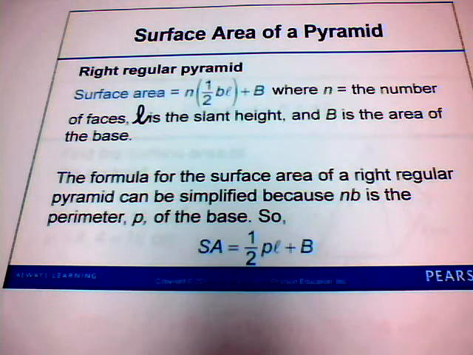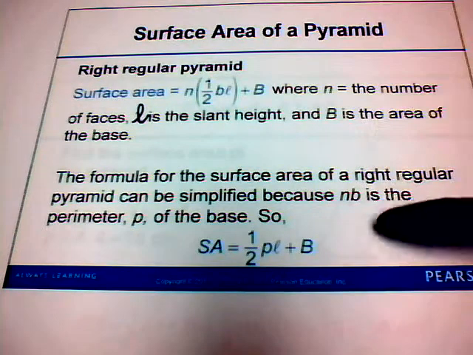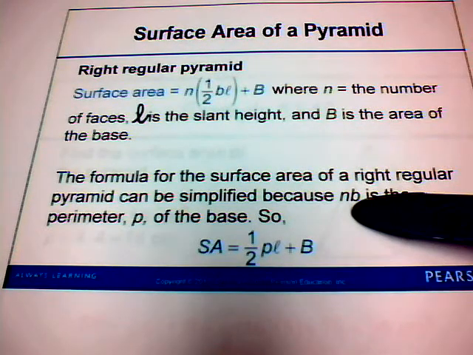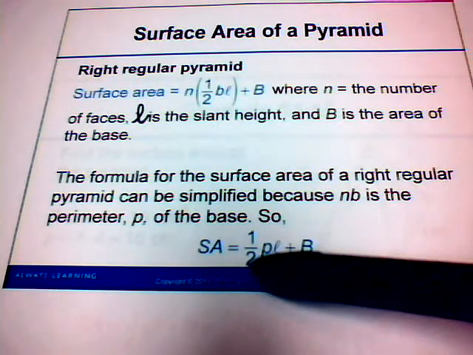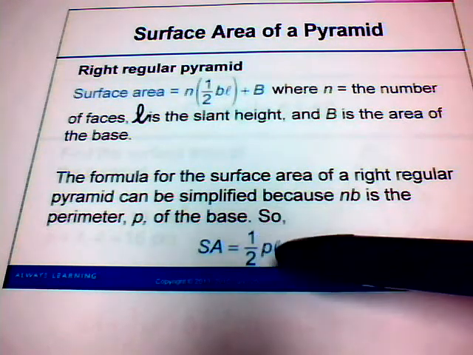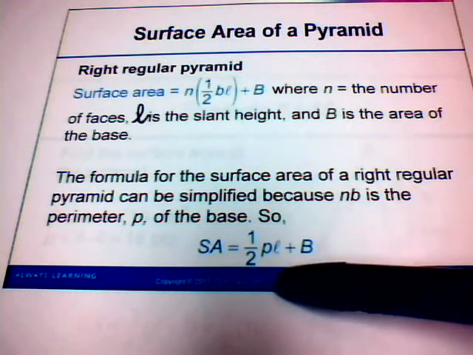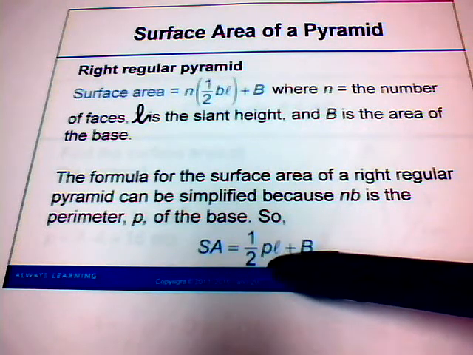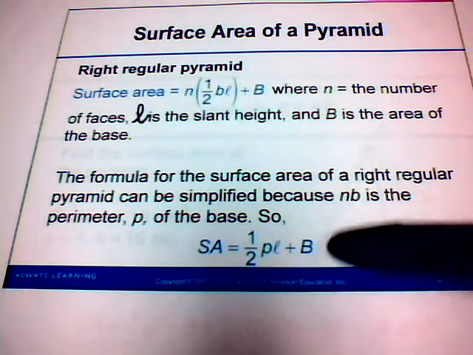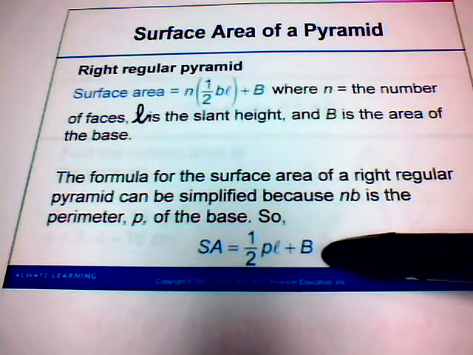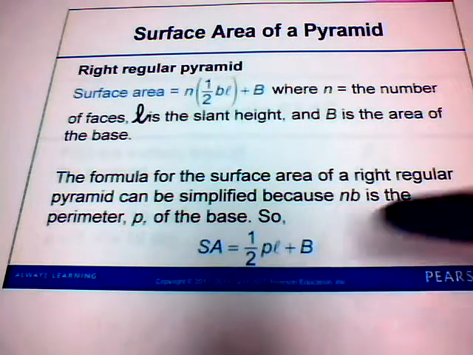Now, we can simplify this because N times B, that's basically the perimeter. So we can say that the surface area of the pyramid is 1/2 the perimeter times the slant height, and it's going to be added to the base. And the base can be a square or a triangle, because you have to use the appropriate formula for finding the base area.